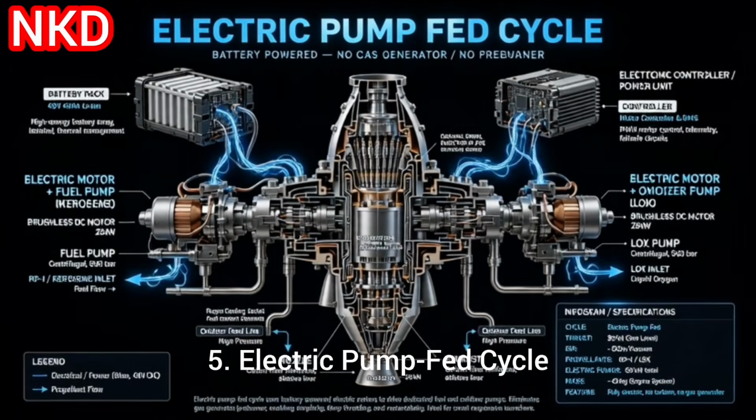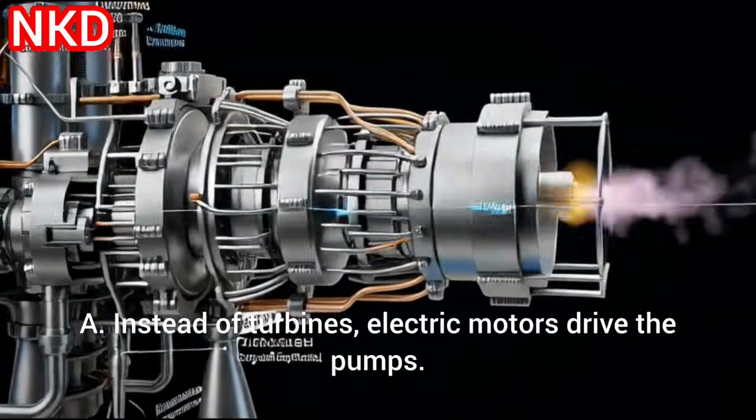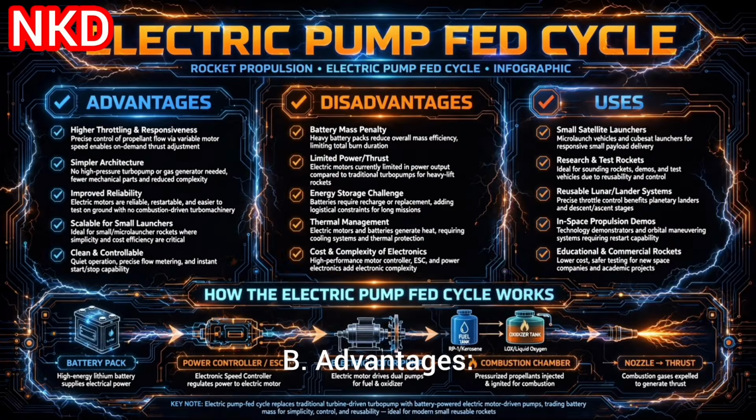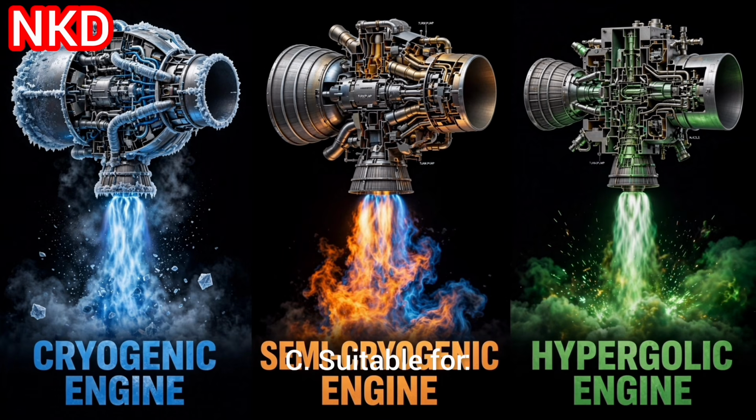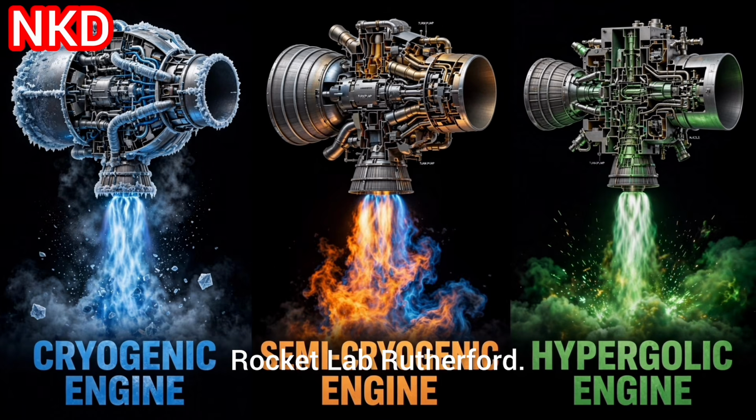6. Electric pump-fed cycle. A. Instead of turbines, electric motors drive the pumps. B. Advantages: simpler plumbing, lower development cost. C. Suitable for small launch vehicles and startup companies. D. Example: Rocket Lab Rutherford.